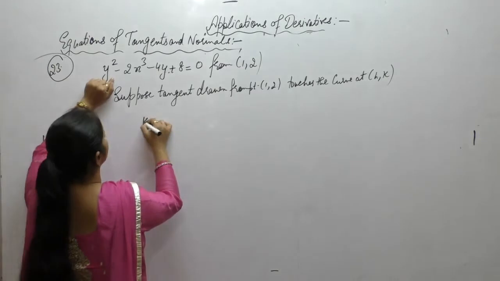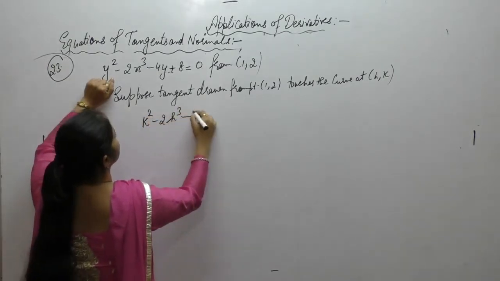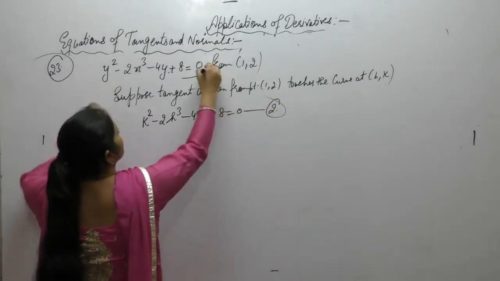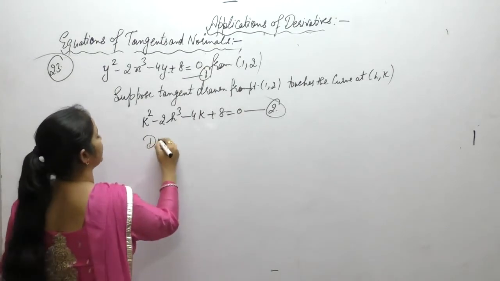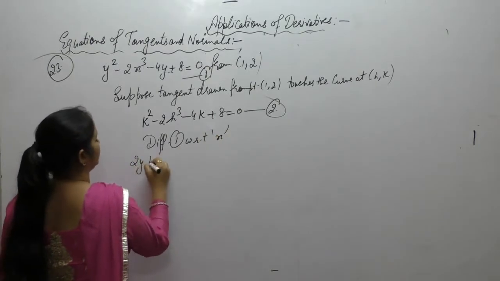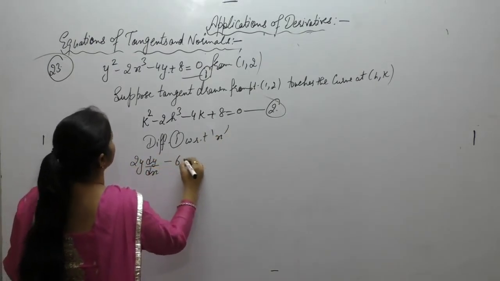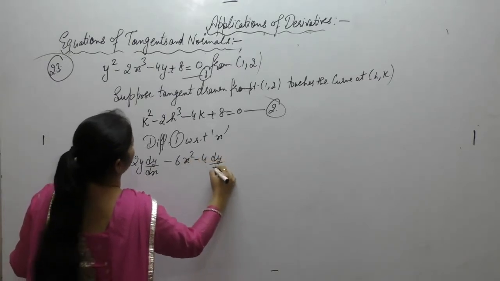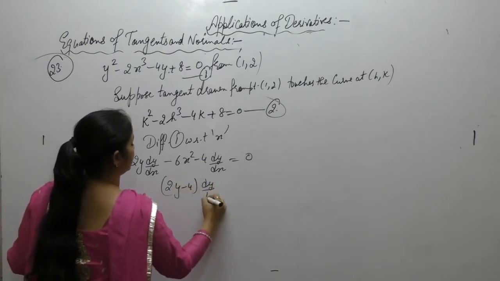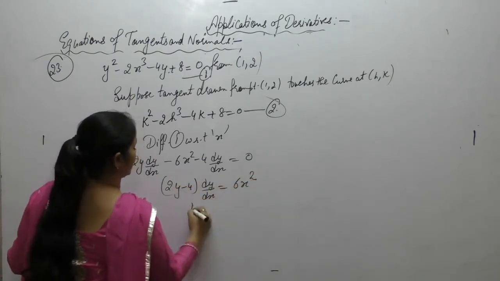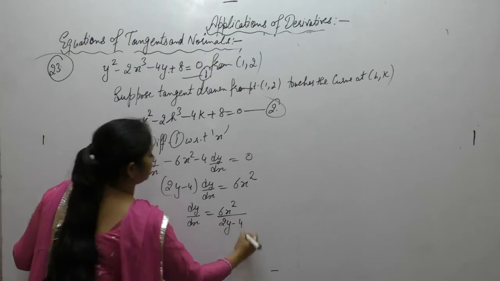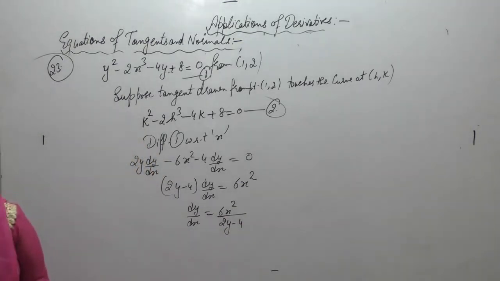Instead of x, put h and y is k. So let this equation be 2 and the original as 1. Now differentiate 1 with respect to x. 2y dy upon dx minus 6x square minus 4 dy upon dx is equal to 0. 2y minus 4 dy upon dx is equal to 6x square. So dy upon dx is 6x square upon 2y minus 4.